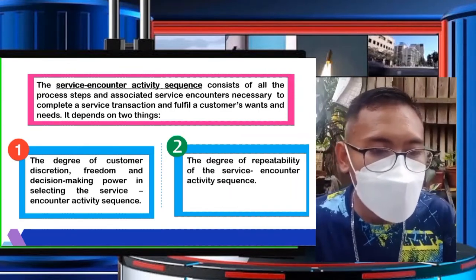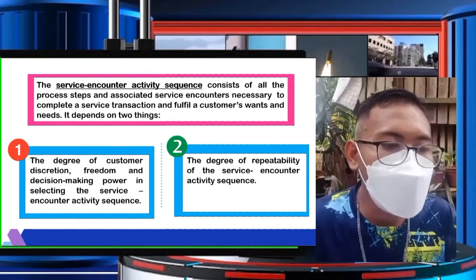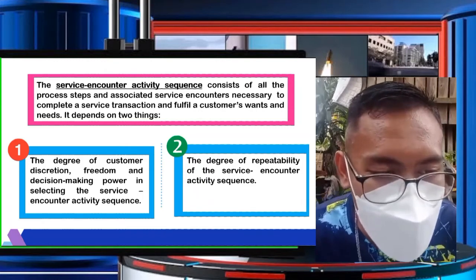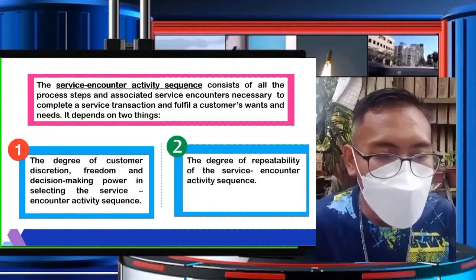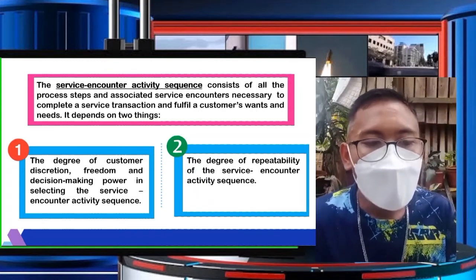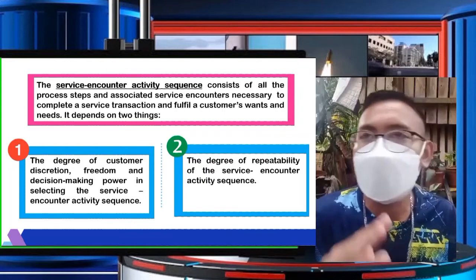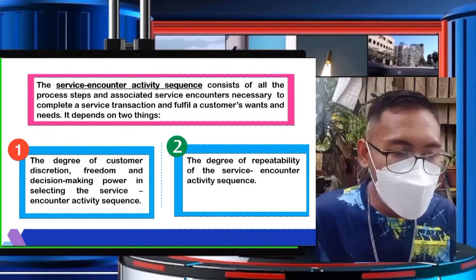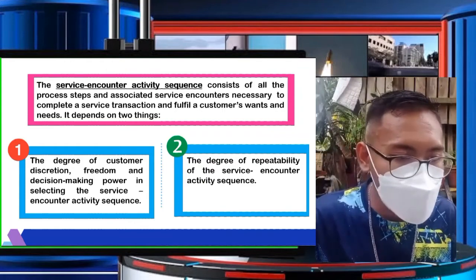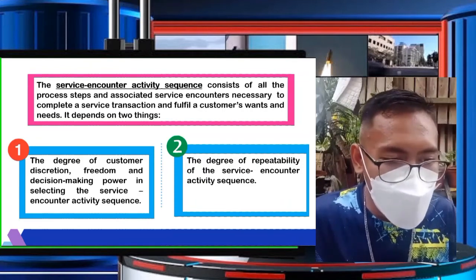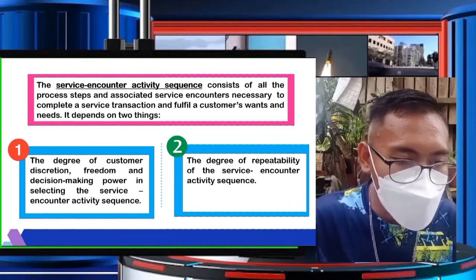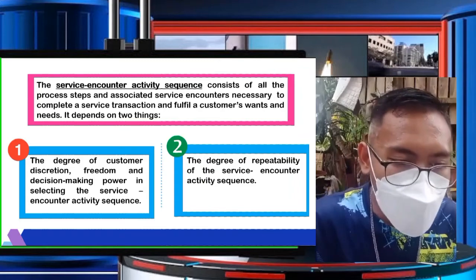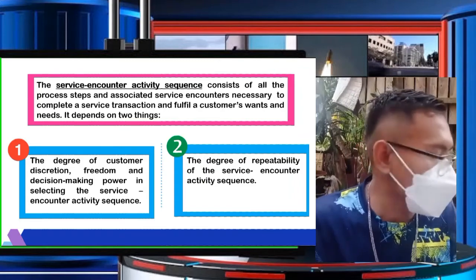Service activity sequence consists of all the process steps and associated service encounters necessary to complete a service transaction or fulfill a customer's wants and needs. It depends on two things. One, the degree of customer's creativity, freedom and decision making power in selecting the service encounter activity sequence. Two, the degree of repeatability of the service encounter activity sequence.